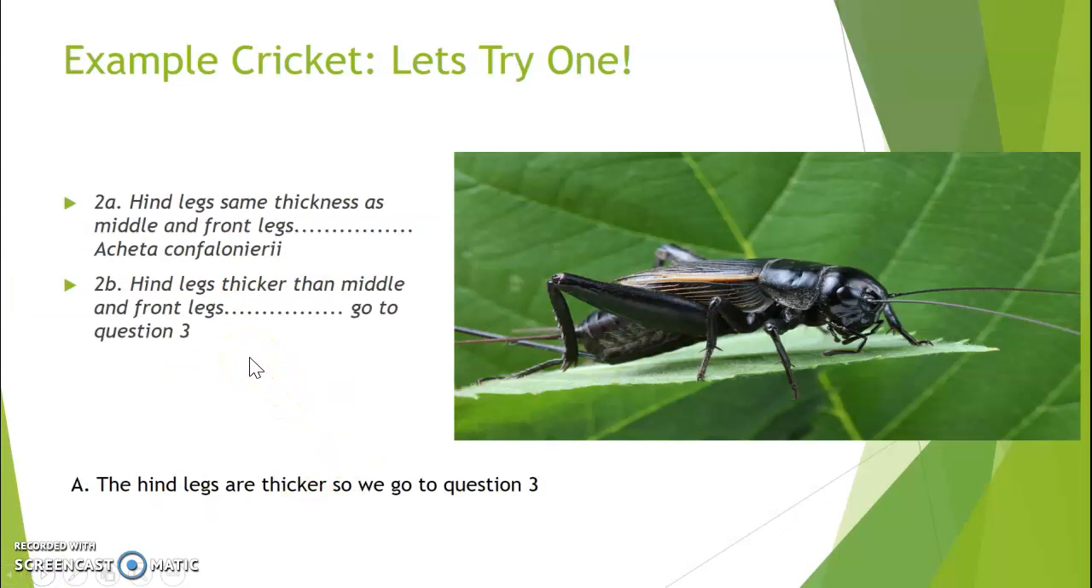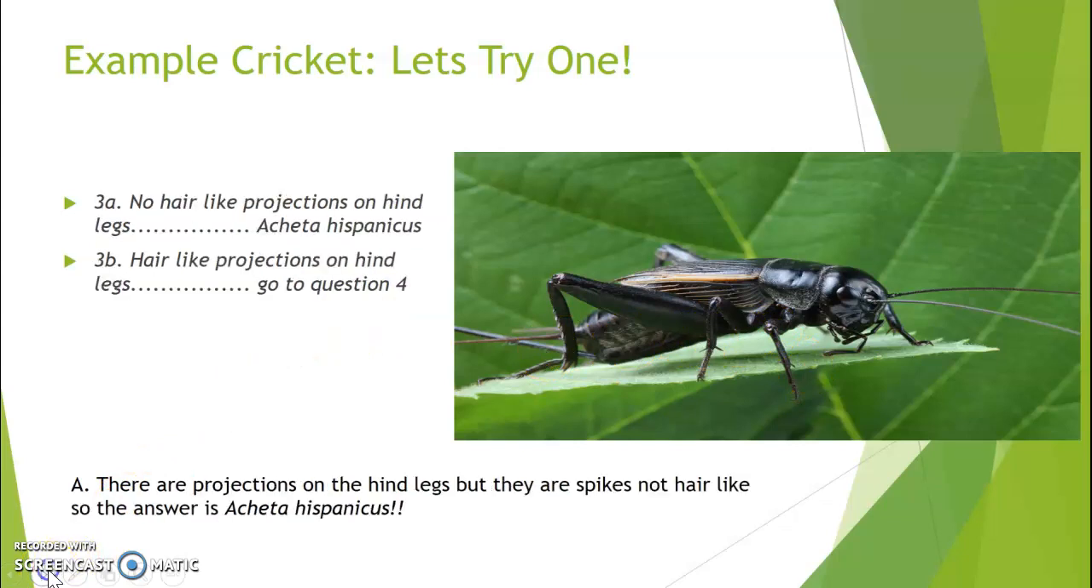Now, the next question is, are the hind legs the same thickness as the middle and the front legs, or are the hind legs thicker than the middle and front legs? So remember, these are your hind legs, these are your middle legs, these are your forelegs. These hind legs are quite a bit thicker than the other two. So we would go to question 3.